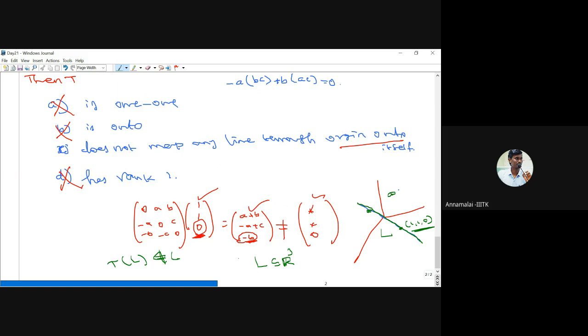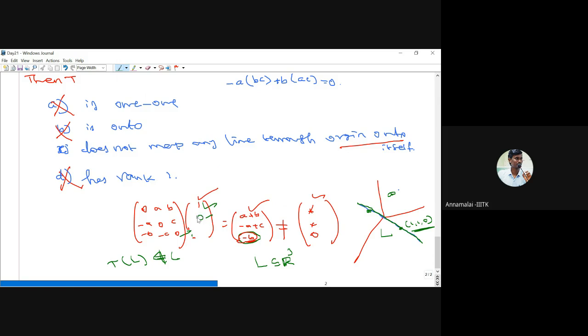Any point on a line passing through the origin is not mapped to the same line, because I'm talking about onto here. If you consider a line in the XY plane, the last position is 0. If I apply this matrix, the last position is non-zero. Therefore, it's not an onto map from a line passing through the origin to a line passing through the origin. Otherwise, suppose instead of Z being 0, I consider Y being 0. Line means at least one position should be 0. Got it?